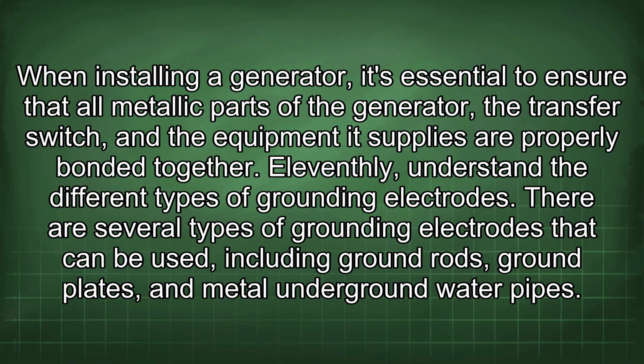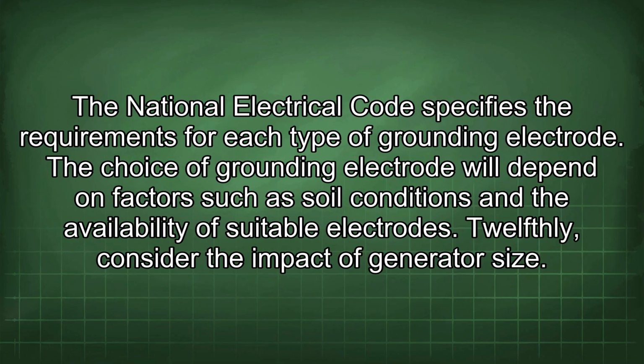Eleventhly, understand the different types of grounding electrodes. There are several types of grounding electrodes that can be used, including ground rods, ground plates, and metal underground water pipes. The National Electrical Code specifies the requirements for each type of grounding electrode. The choice of grounding electrode will depend on factors such as soil conditions and the availability of suitable electrodes.